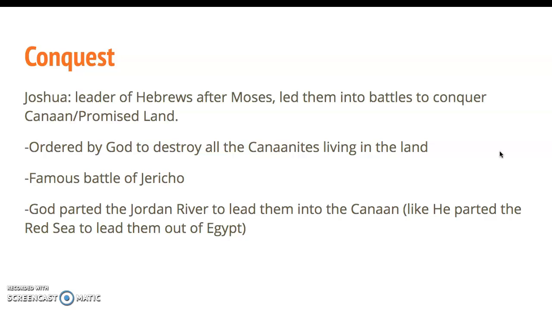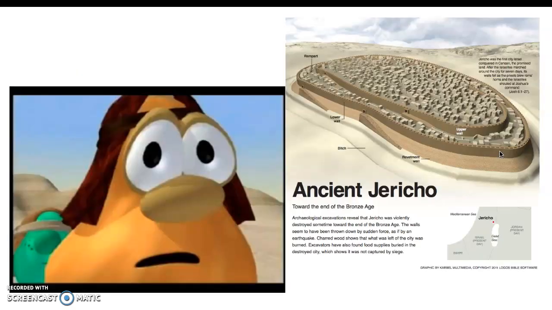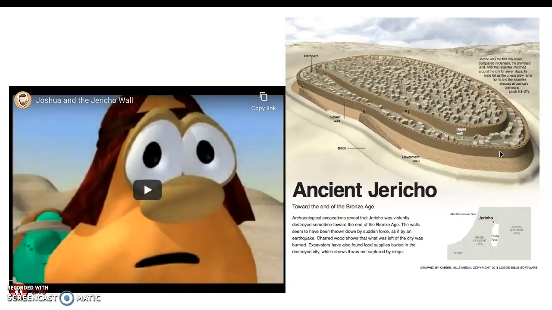where they marched around everything. Got a funny video for you guys to watch on that. God parted the Jordan River to lead them into Canaan, just like he parted the Red Sea to lead them out of Egypt. A lot of poetic thoughts and writings here about this time period. That's your third one, the ancient Jericho with 2 walls around it. Yeah, of course, VeggieTales. We'll watch that later on.